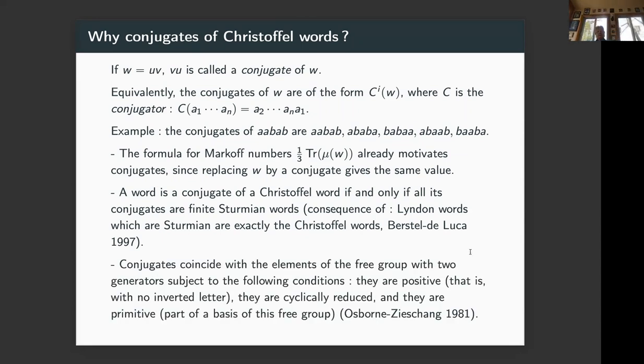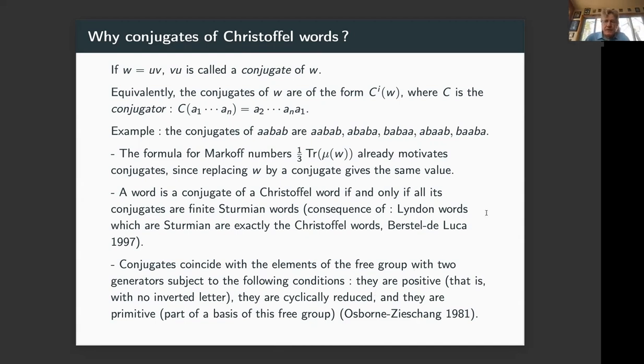There's also a very nice characterization of conjugates of Christoffel words. You consider the free group on two letters, A and B, and the conjugates of Christoffel words may be defined as follows. They are positive, which means there is no negative exponent. They are actually in the free monoid and not in the free group. They are cyclically reduced. This is a little bit redundant because positive implies cyclically reduced. You can forget this cyclically reduced.